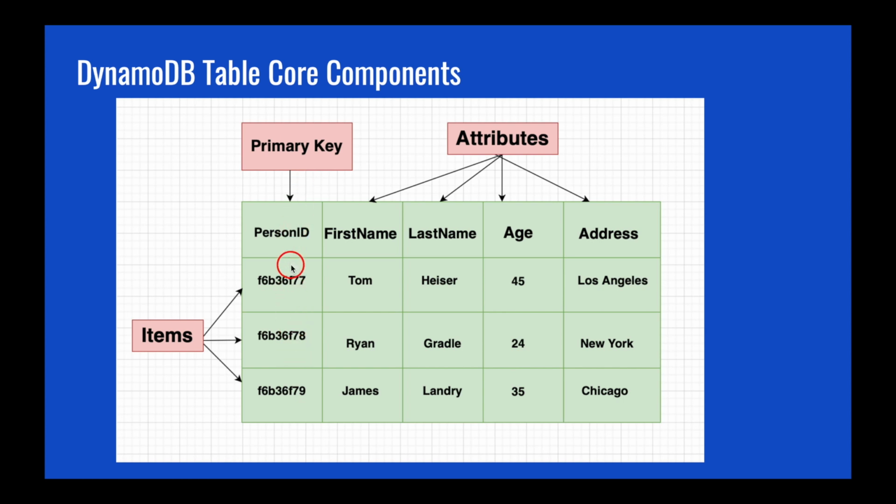Coming to attributes, an attribute is a single field. Here the attributes are first name, last name, age, and address. An attribute is a single field that is attached to an item. And an item is a group of attributes that is uniquely identifiable among all of the other items. If you observe in the person table, each item represents a person. Here we have three persons, Tom, Tran, and James. Each record is treated as one item here. So these are the DynamoDB table core components, guys.